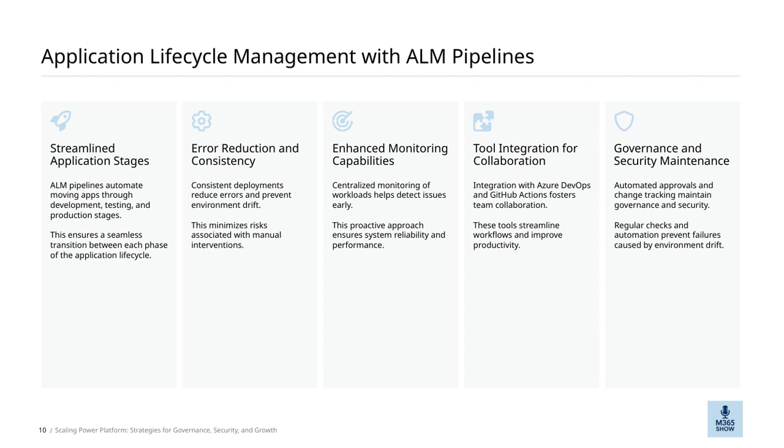Finally, ALM pipelines automate the transition of apps through development, testing, and production stages. This automation ensures a seamless flow from one phase to the next, making the entire application lifecycle more efficient and less prone to mistakes. Together, these strategies help us scale Power Platform effectively while maintaining control and quality.